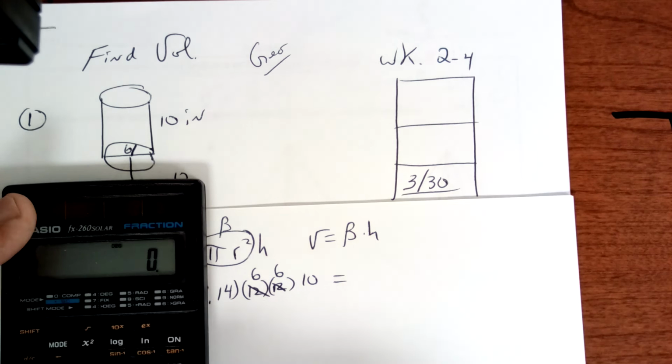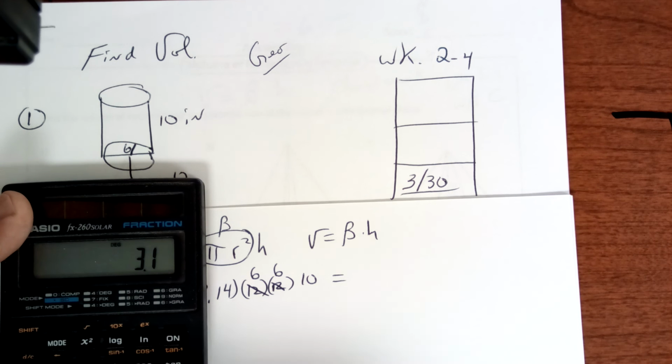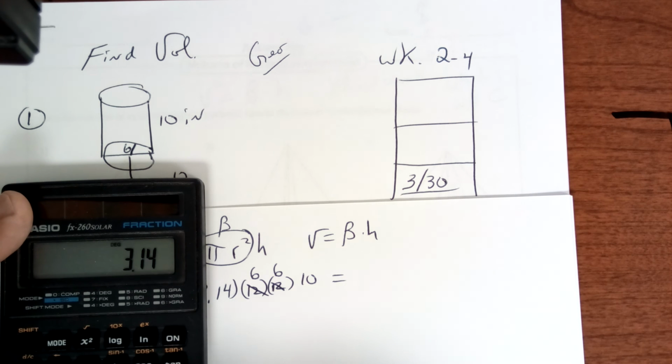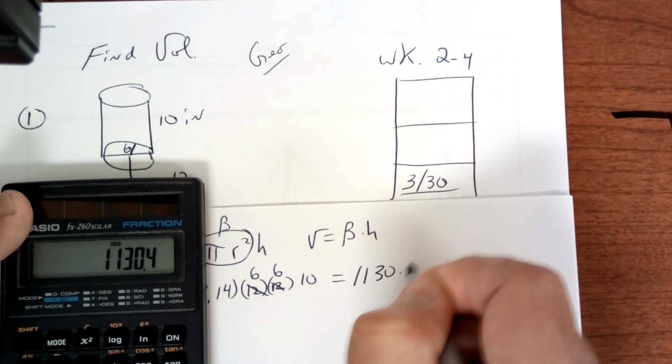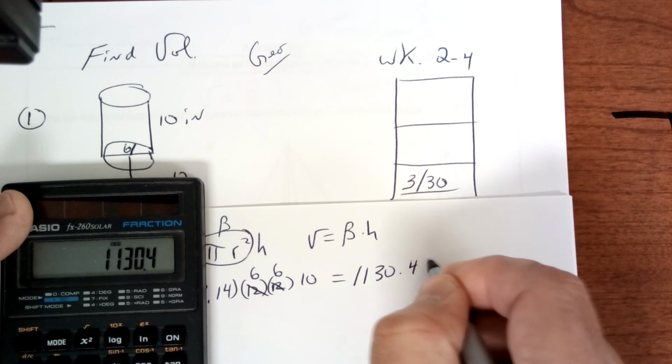So 3.14 times 36 times 10, and I get 1130. And this is cubic inches. And that's how you do it.